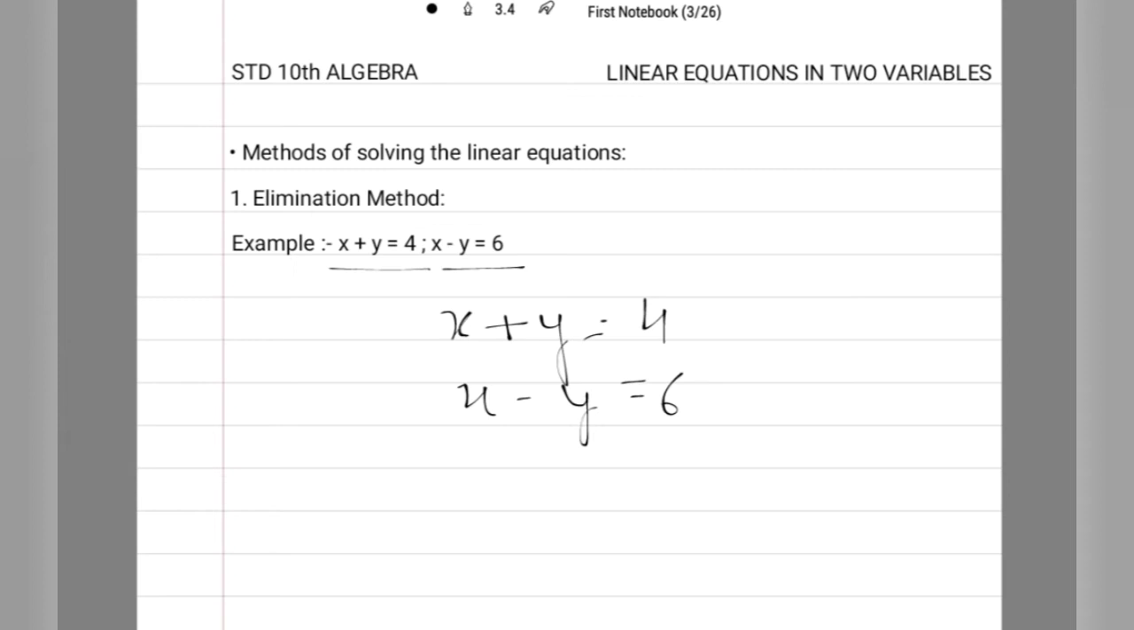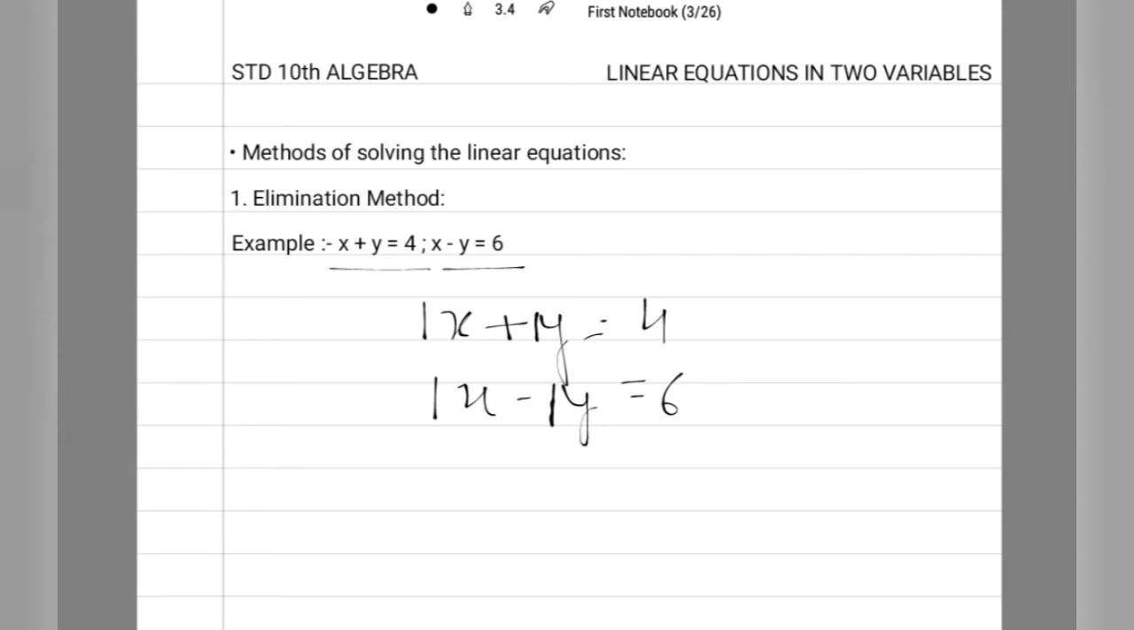And if you notice here, the coefficient of x is 1 in the first equation. Also it is 1 in the second equation. And we are just considering the magnitudes here and not the signs, only magnitudes. Whether it is plus or minus, we are not considering that. We are just considering the coefficient of the variable. So y also has the coefficient as 1 in the first equation, and in the second equation it is also 1.